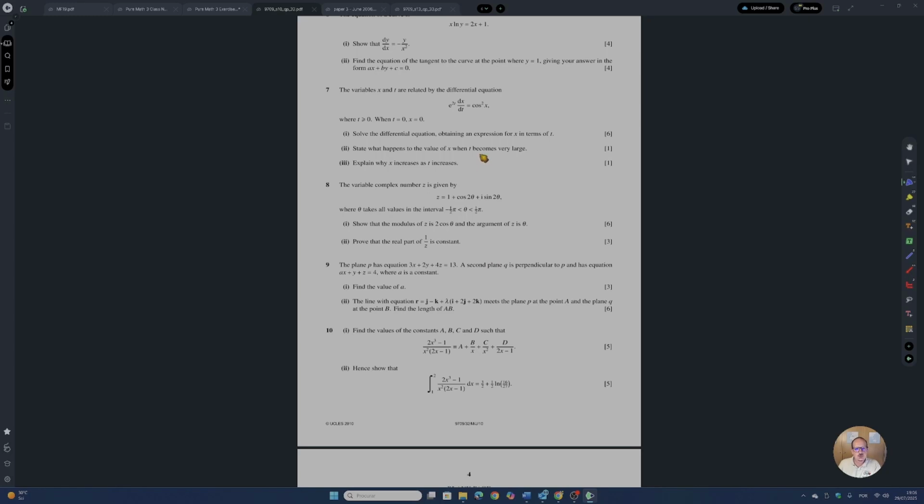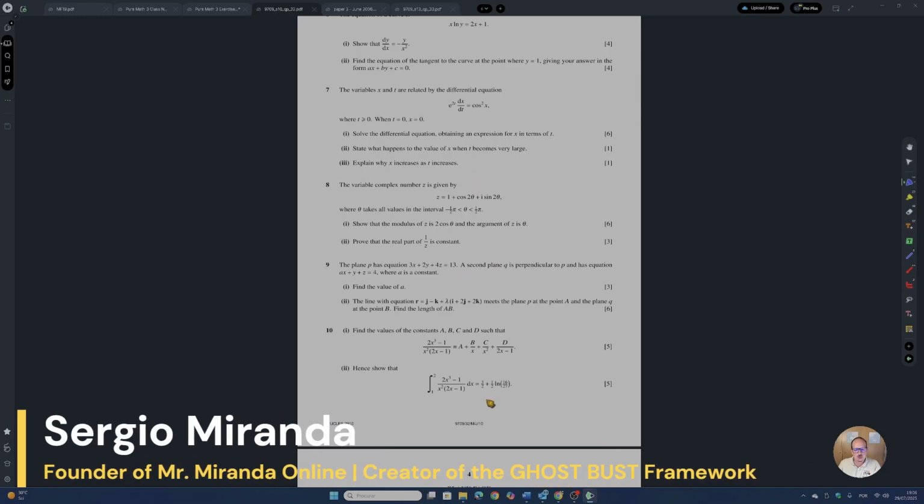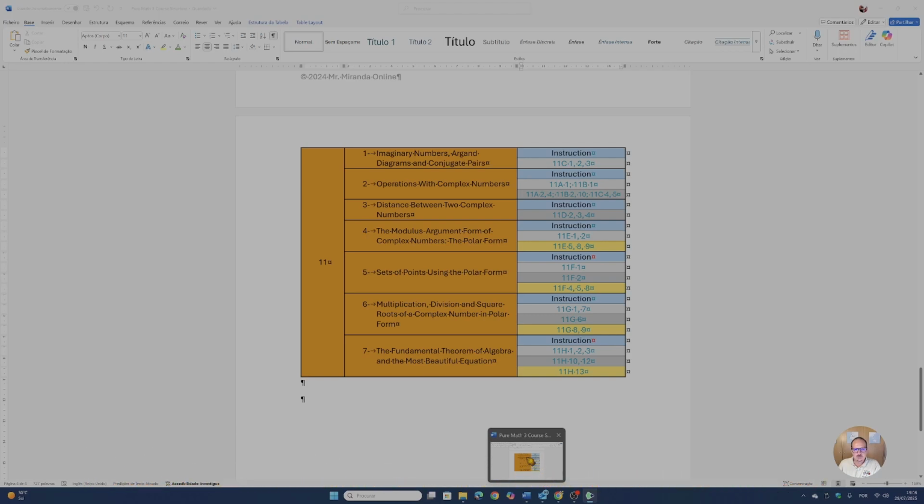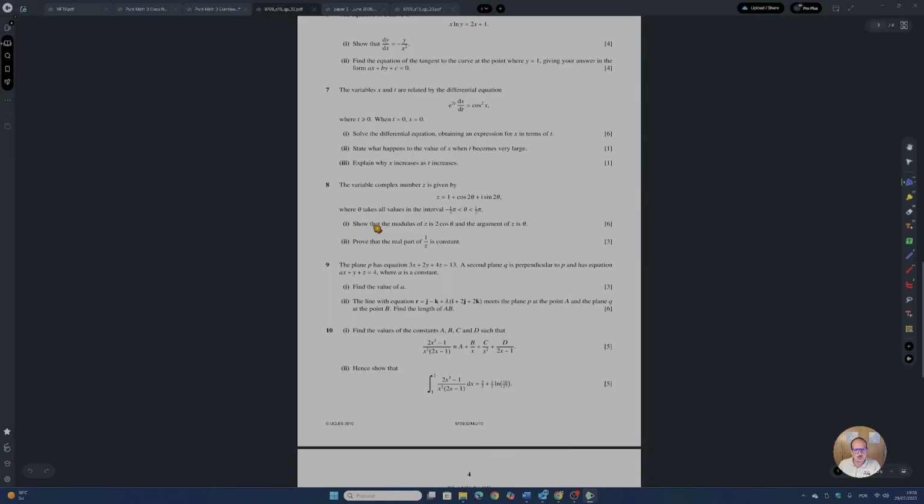Let's now solve some exam questions about lesson 5, sets of points using the polar form. We're starting with a spring 2010 paper 32, and the question we are solving is question 8 over here.